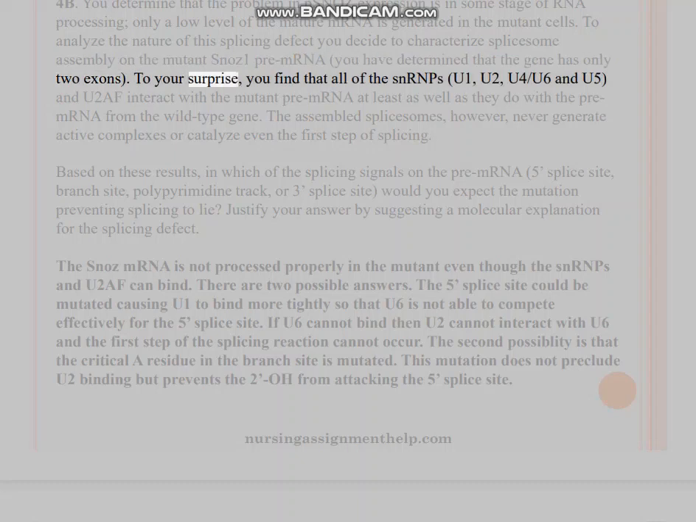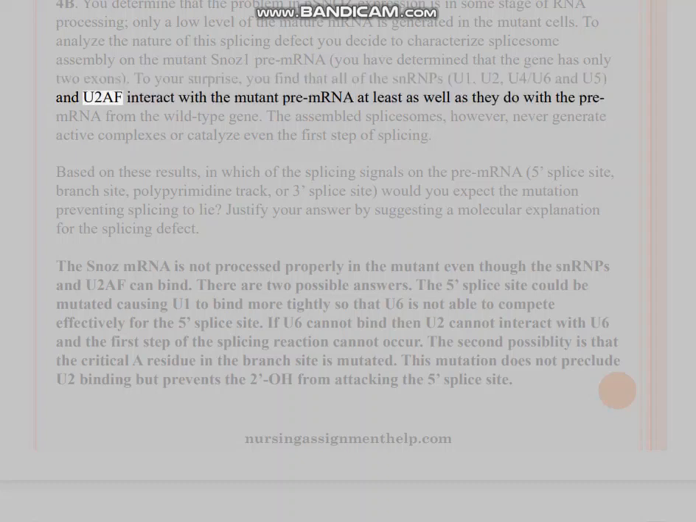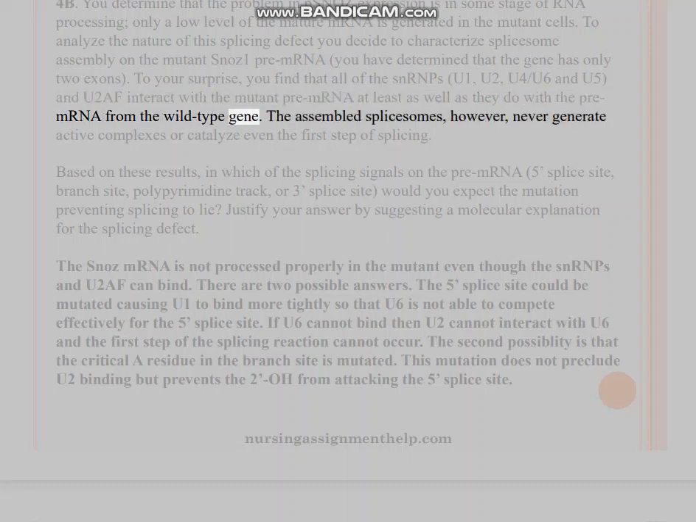To your surprise, you find that all of the snRNPs, U1, U2, U4/U6 and U5, and U2AF interact with the mutant pre-mRNA at least as well as they do with the pre-mRNA from the wild-type gene. The assembled spliceosomes, however, never generate active complexes or catalyze even the first step of splicing.